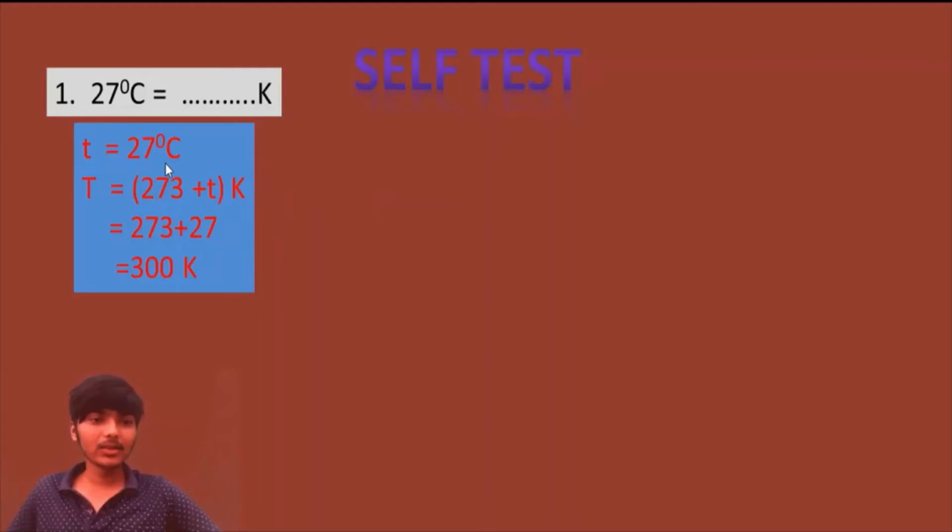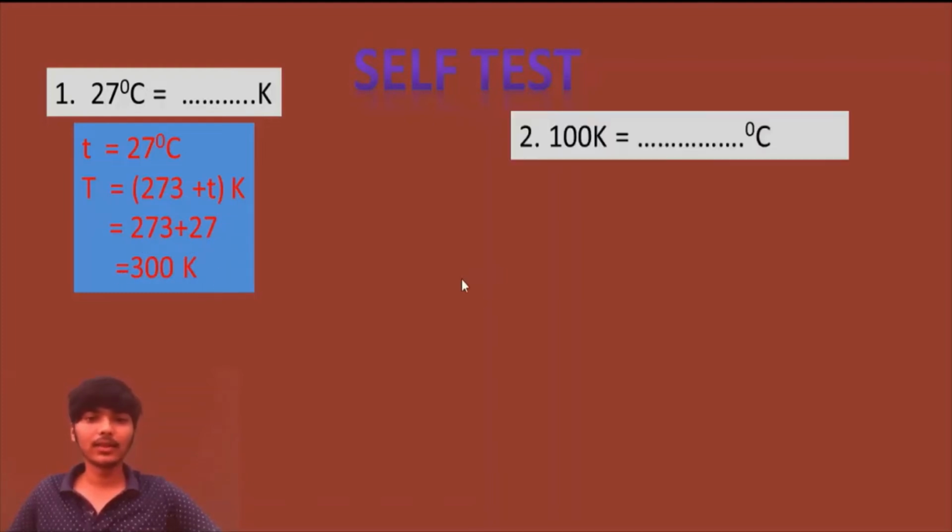Here t is equal to 27 degrees centigrade. We know that capital T is equal to 273 plus small t. Substituting 27 in place of t, we get 273 plus 27, which is equal to 300 kelvins. So let's see the second question: 100 kelvins in degree centigrade.